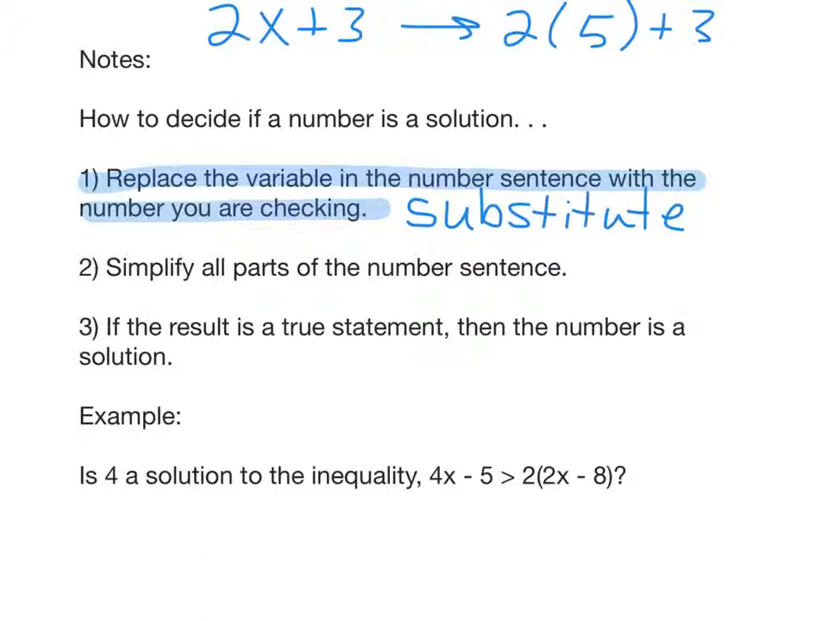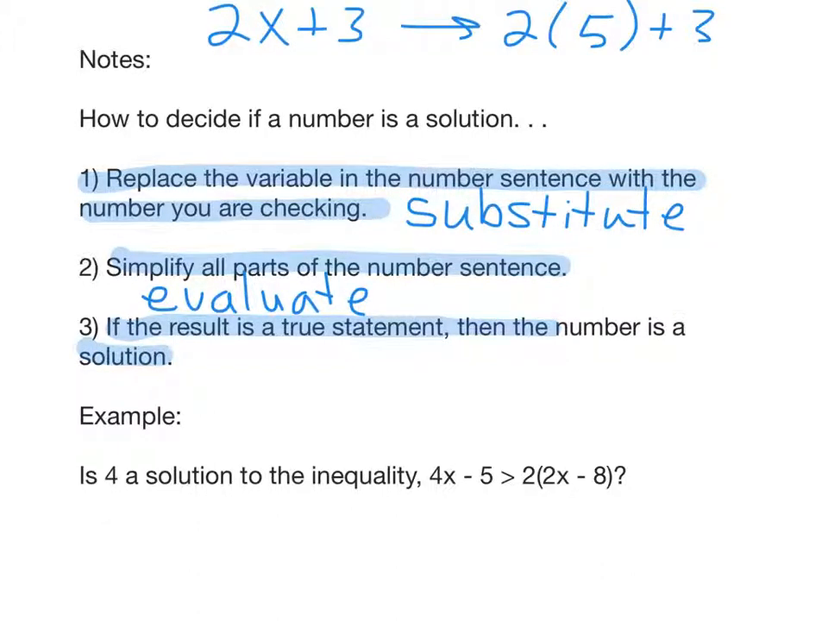Then you are going to simplify all parts of the number sentence. That means you're going to evaluate. You're going to multiply, add, subtract, do whatever you can. Get rid of the parentheses on both sides. Try to get down to just a single number. If, when you're done, the result's a true statement, then the number is a solution. Okay, so basically, if it works.